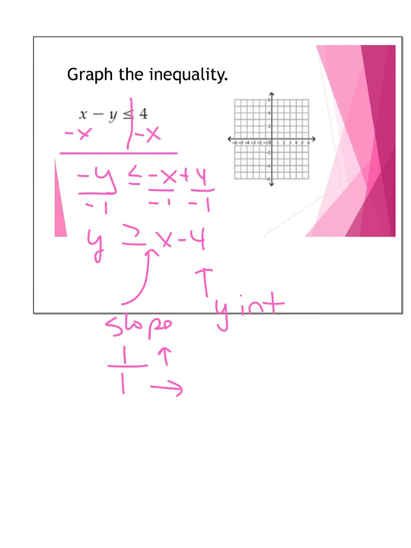Now we're ready to graph. So my y-intercept is -4. I'm going to go up 1 to the right 1, up 1 to the right 1. I'm going to do several points. Now back in my original inequality, I had less than or equal to, so that's going to be a solid line.